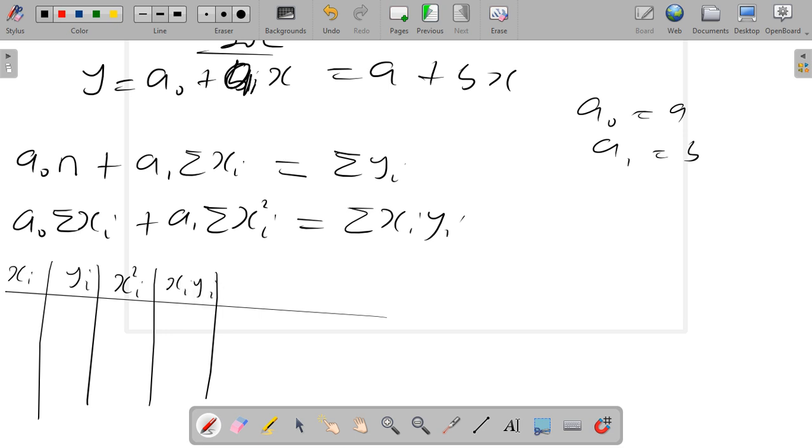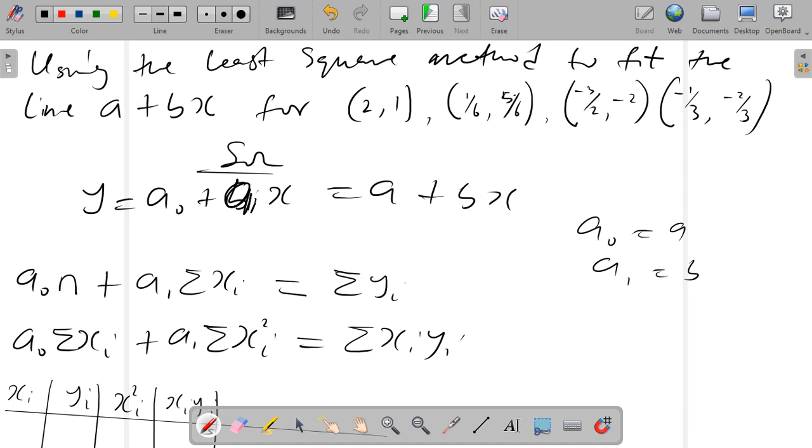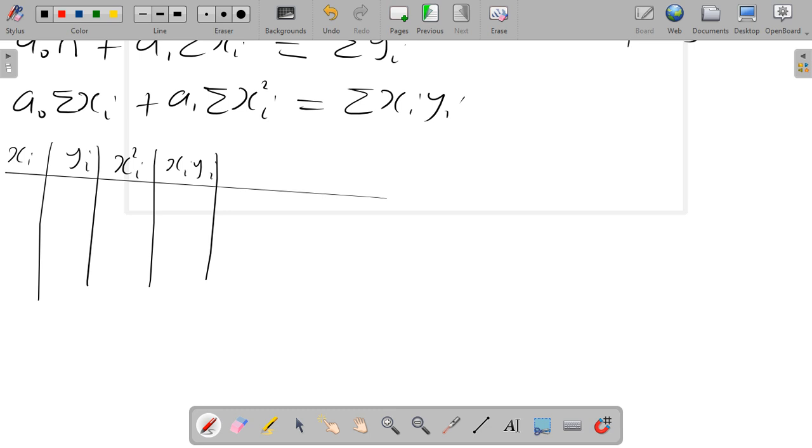Okay. So now from the points they gave you, all these points are our x and y. Let's call it x1, y1, x2, y2, like that. So you will start from 2 and 1. You understand? So it's easy. The first point is 2 and 1. The next point is 1 over 6 and 5 over 6. The next point is minus 3 over 2 and minus 2.